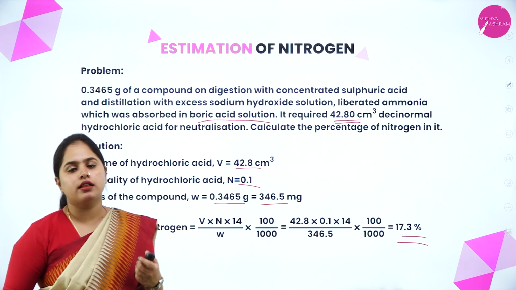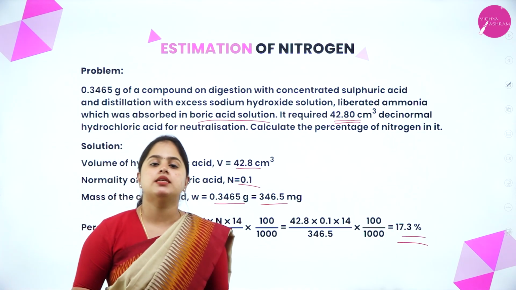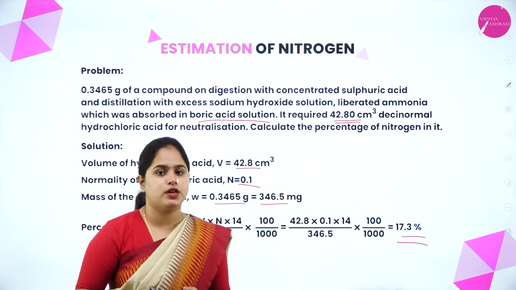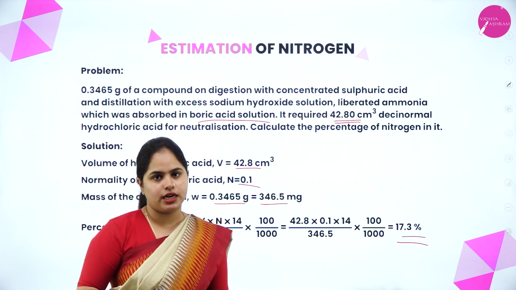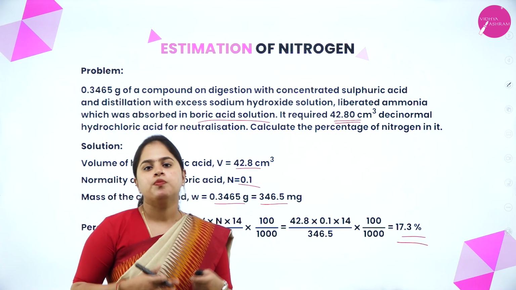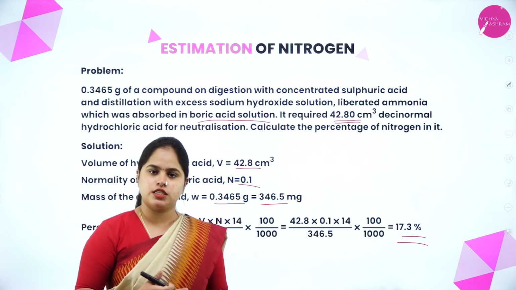So these are the two methods for the estimation of nitrogen. The first one was Dumas method and the second one is Kjeldahl's method. So that is about the estimation or quantitative analysis of nitrogen.